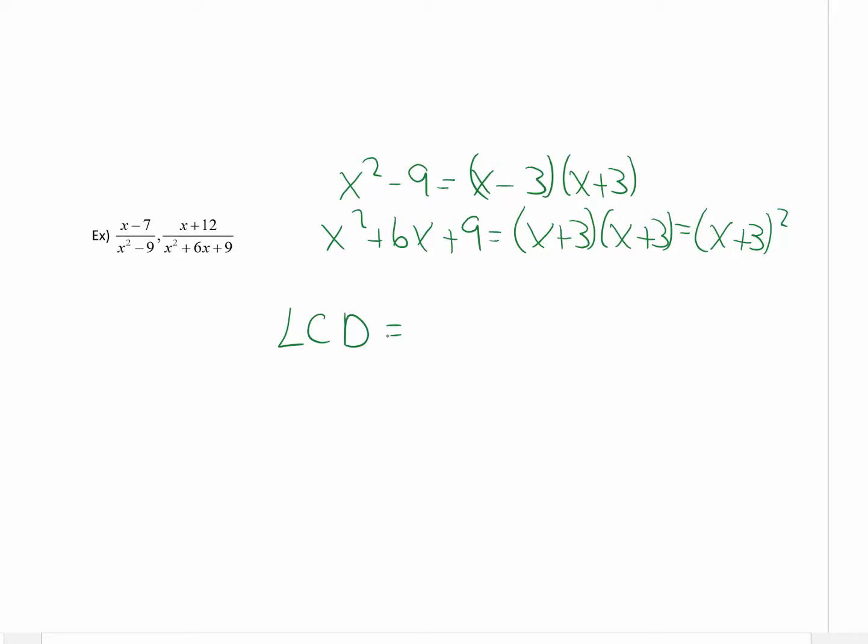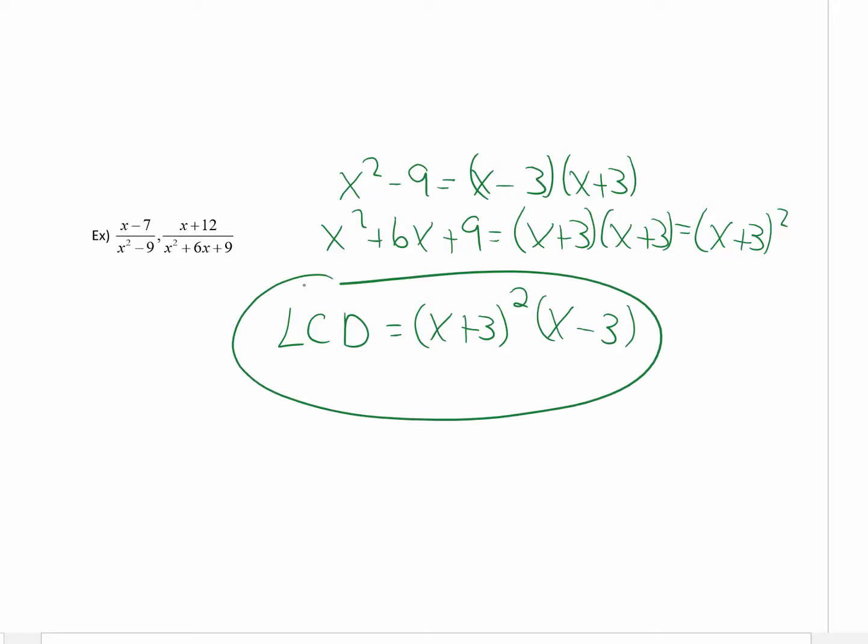Let's talk about the factor that they have in common. Now, similar to the very first example that we looked at with these, they both have a factor of x plus 3. So when this happens, we take the larger exponential power. This is x plus 3 to the first. This is x plus 3 squared. So the least common denominator, the LCD, will be x plus 3 squared. So then the only other factor that's missing is this x minus 3 from the first denominator. So our least common denominator in this particular case is x plus 3 squared times x minus 3.